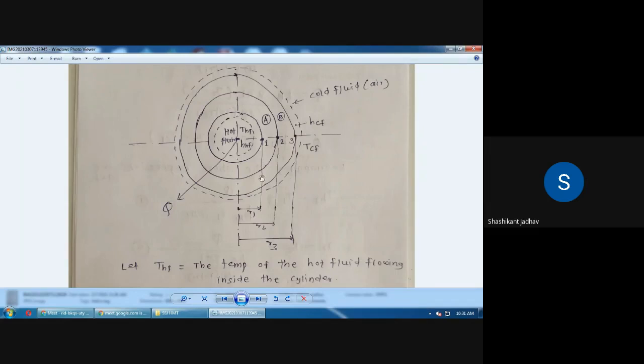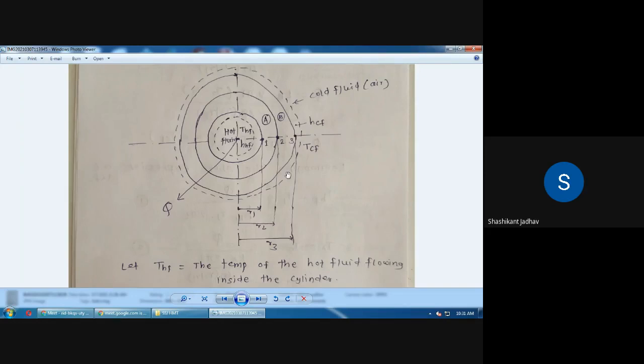So we have to write down the equation for each mode of heat transfer. At the center there is a convection. So we have to write down the equation for Q for the convection for the inside surface. Then the equation for the conduction for layer A. Then the equation for the conduction for layer B. And then the equation for the convection at the surrounding.